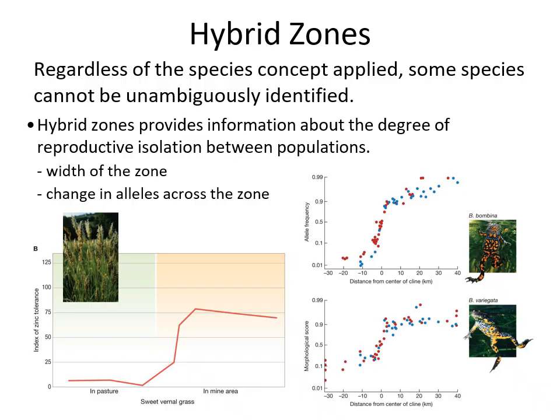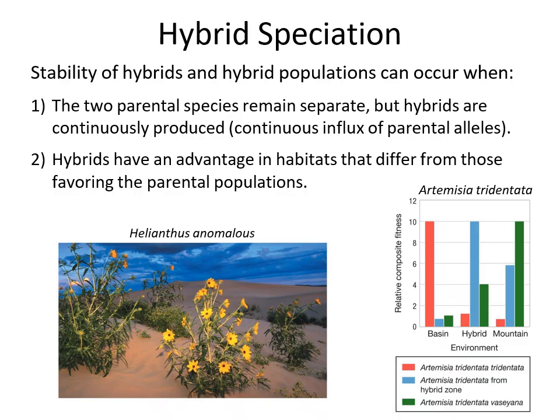Because again, if we increase the migration, we're going to have a wider cline or a wider hybrid zone. If we have really short migration distances, we'll have a narrower hybrid zone. Or if we have strong selection, we're going to have a narrower hybrid zone.